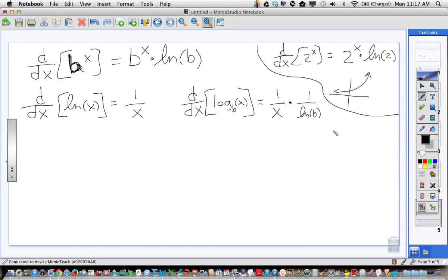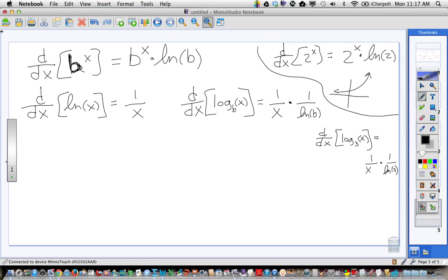So what's the derivative of log base 3? If you had log base 3 of x, the derivative would be 1 over x, 1 over natural log of 3. That would be the derivative. 1 over x times 1 over natural log of 3. Now you could put those together as one fraction if you want to. You could have 1 over x ln 3 if you want.